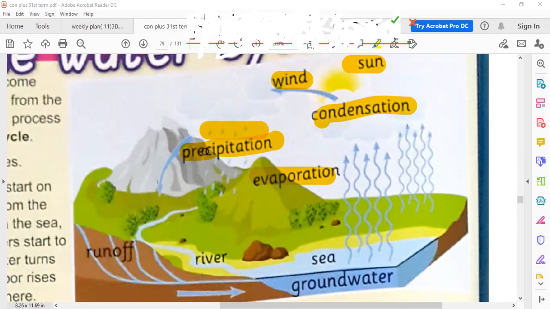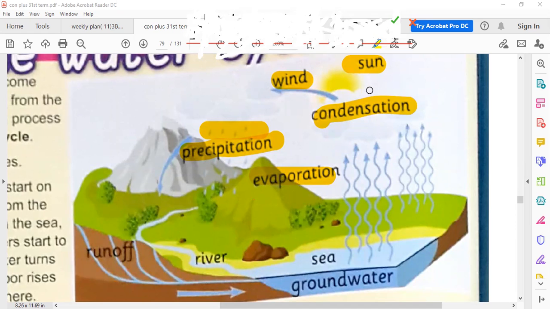And the cycle happens all over again. The wind pushes the clouds, it rains, which is precipitation. Water runs off, some of it goes to the river, some goes underground as groundwater. The sun heats the sea, evaporation happens.